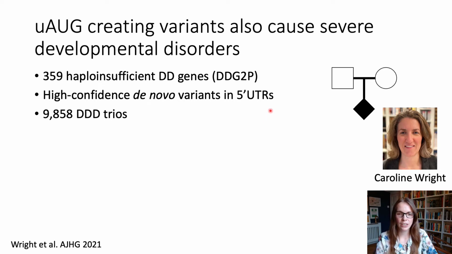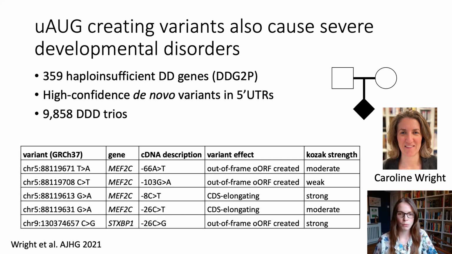We subsetted these variants to those that occurred in 359 genes that had a known haploinsufficient disease role, so heterozygous loss of function mutations. And across these 359 genes, we identified 5 different uAUG creating mutations. And all of these are in patients where the phenotype is consistent with haploinsufficiency of that gene. And we were struck by the fact that 4 of these variants actually all occurred in the same gene, and this gene was MEF2C. So this is me coming back to the paper that I discussed earlier.